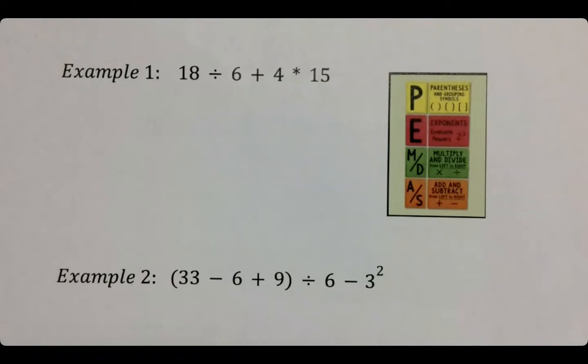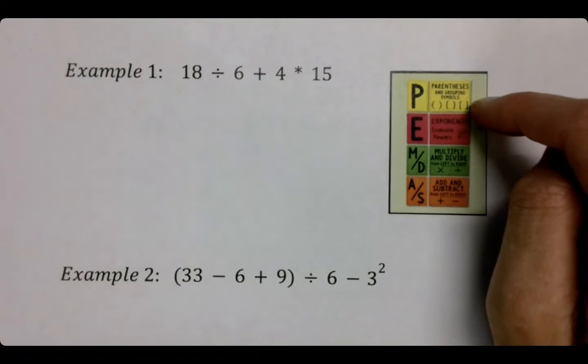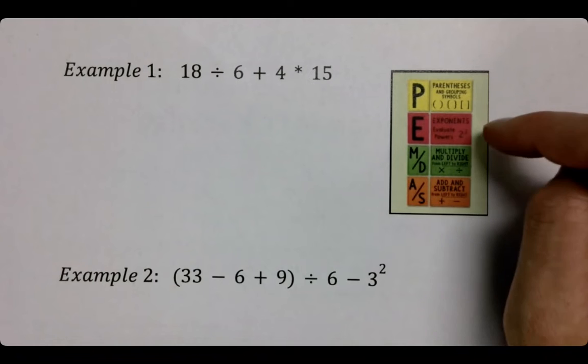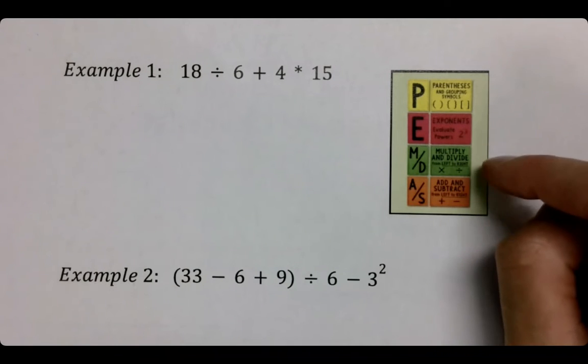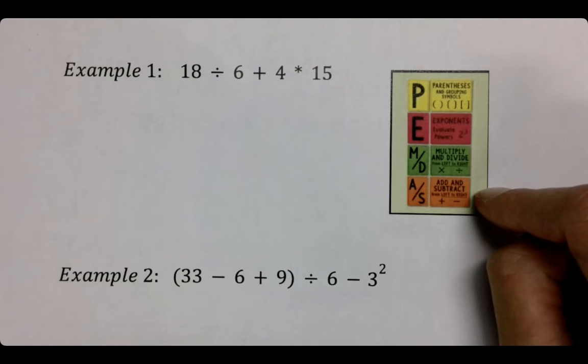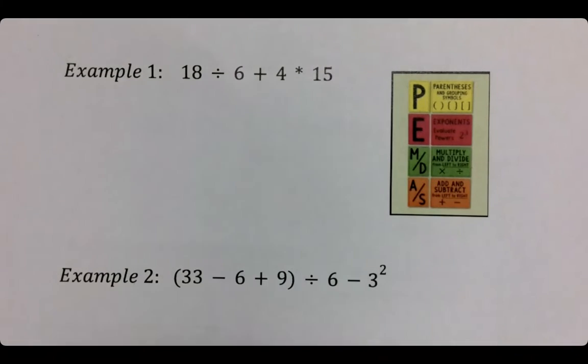So remember, when we're looking at order of operations, we start with parentheses or any sort of grouping symbols. Then we move on to exponents. Multiplication and division is left to right. And addition and subtraction is left to right as well.